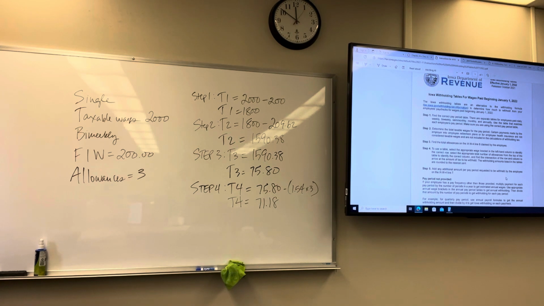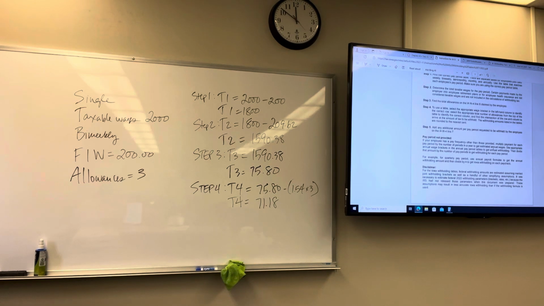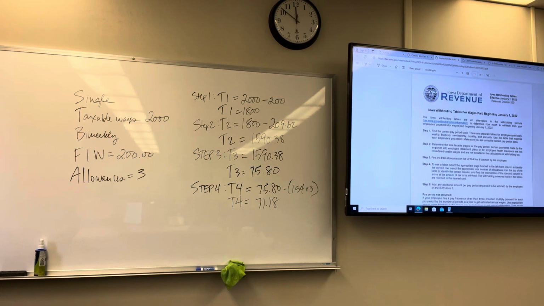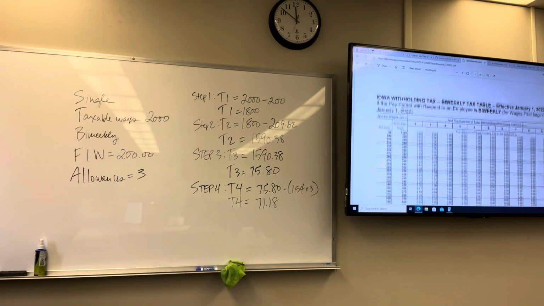Total allowances on the Iowa form claimed by the employee. We have 3. Find the appropriate wage bracket in the left-hand column. Number of withholding allowances in the table are rounded to the nearest cent. All right, pay period none. Well, didn't work out.